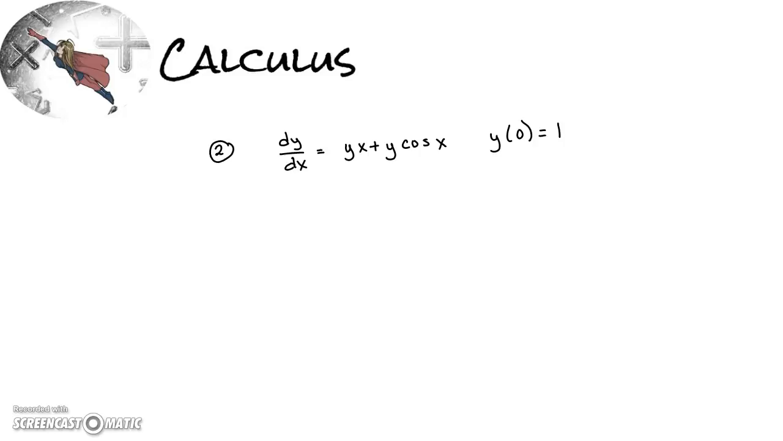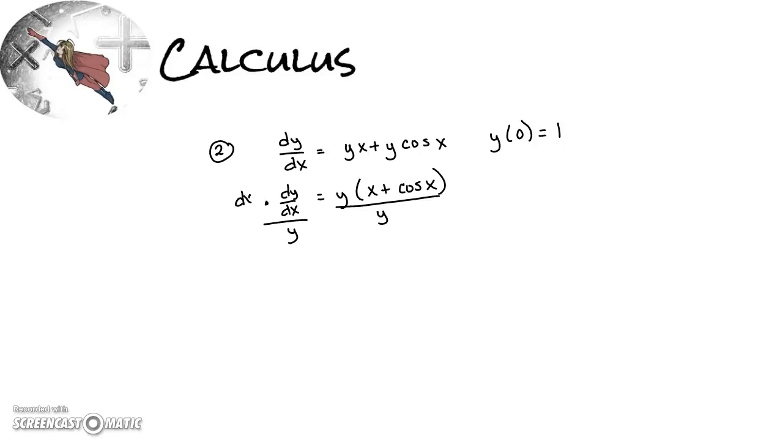So the first step with this problem, the y's and x's are kind of all mixed together. So the first step would be on the right hand side, I could factor a y out of both terms. So that leaves me with x plus cosine of x equals dy dx. Now that will allow me to divide both sides by y.